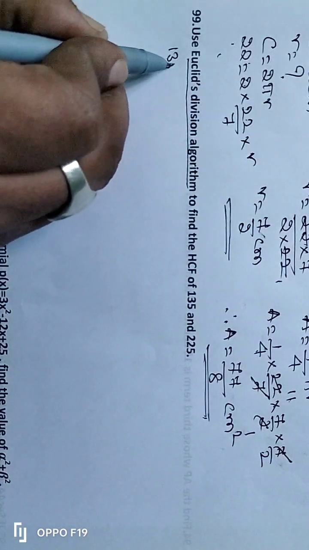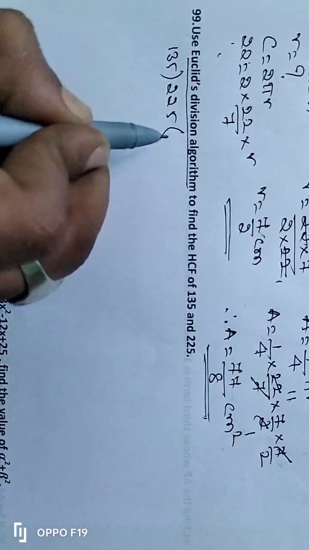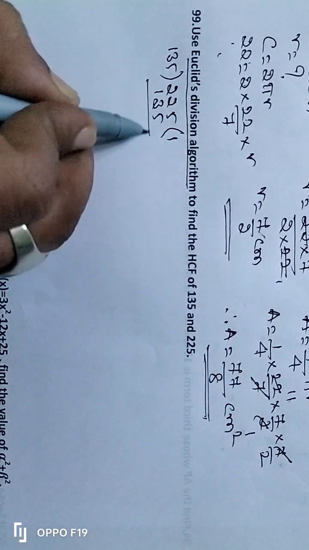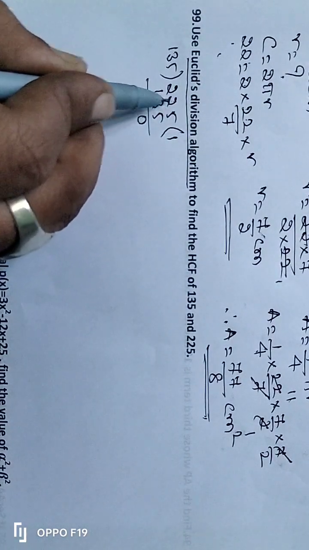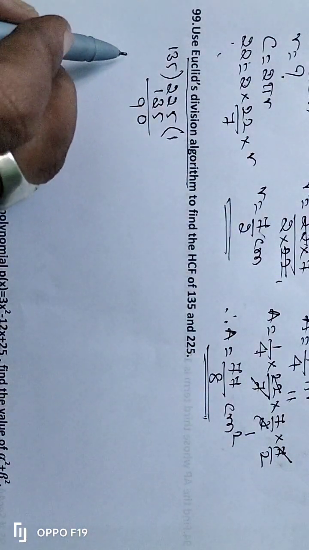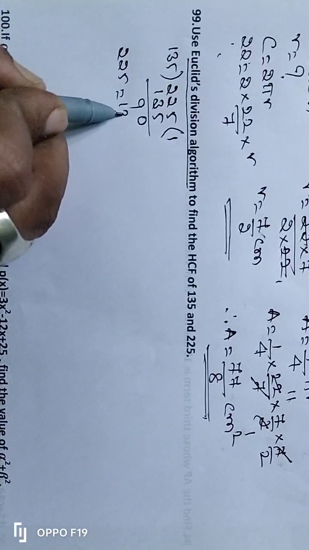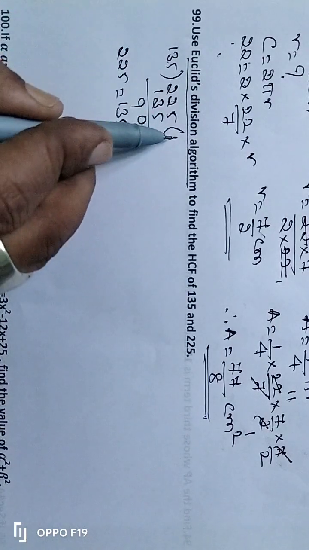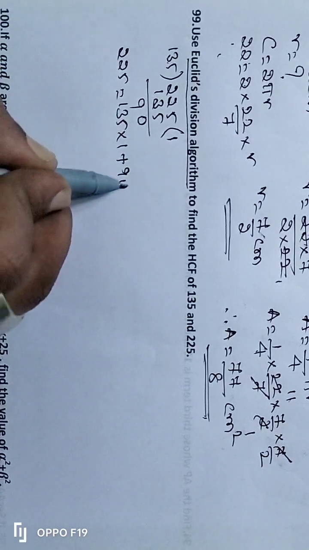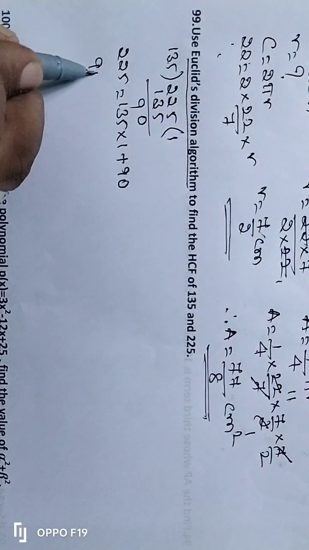So from 135 you divide 225. 135 ones are 135. 5 minus 5 is 0. 12 minus 3 is 9. So it is 90. So this can be written as 225 is equal to 135 into quotient 1 plus remainder 90.